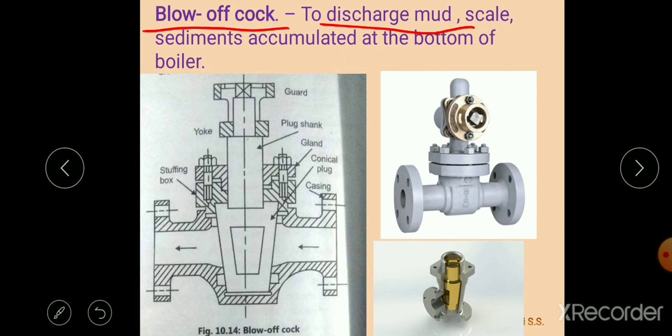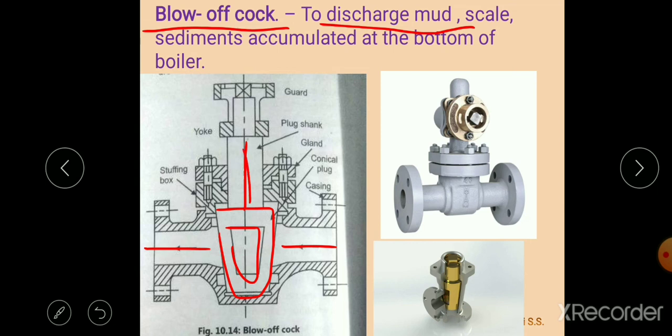So as we can see here, a conical plug is used that is hollow at the center. By turning this, when this opening is in the direction of the flow of water, the water will be discharged outside the boiler, and when its solid body is in, then the water will be stopped. Here we can see the actual construction of the blow off cock.